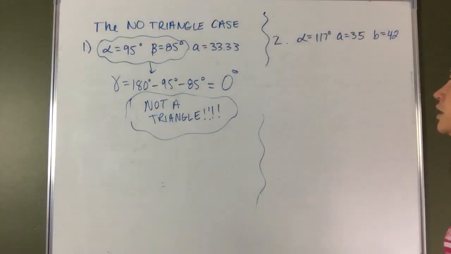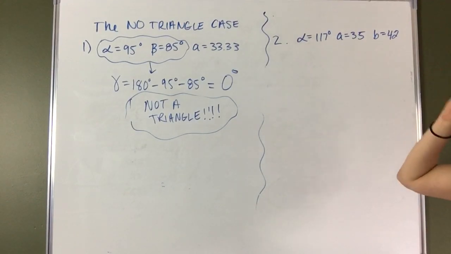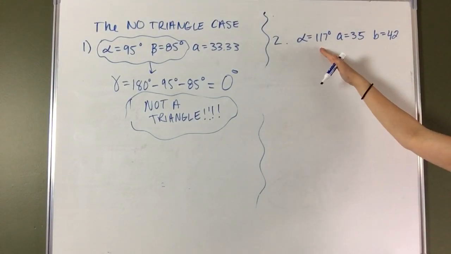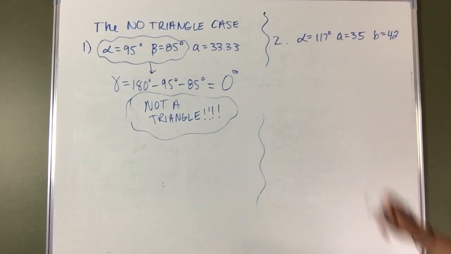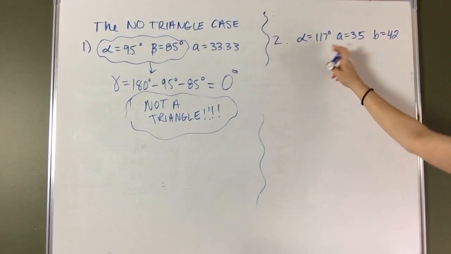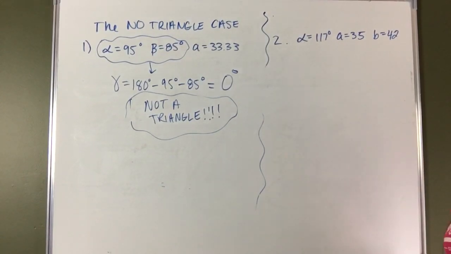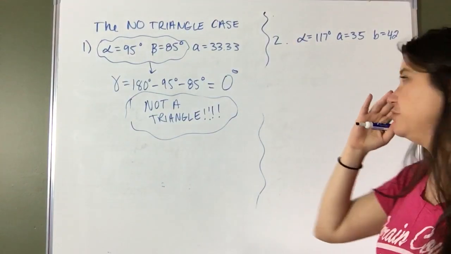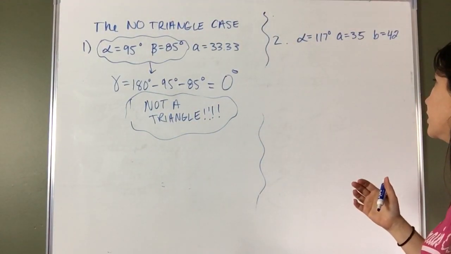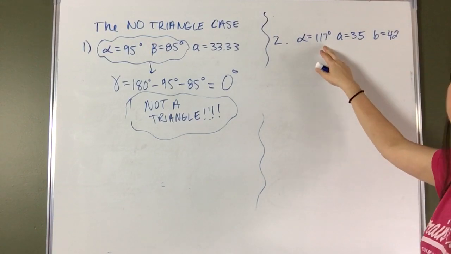Okay, moving on. This one's a little bit more interesting. We have only one angle given to us. It says alpha is 117 degrees, A is 35, then it says B is 42. Remember that alpha and A are angle-side opposite pairs, so they're across from one another. With that in mind, you might be able to figure out in your head why this isn't going to work.